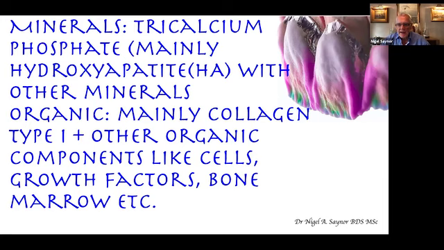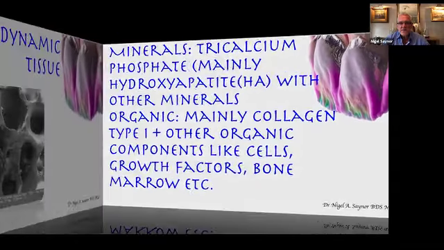The organic component of bone is mainly type 1 collagen. The other organic components are mainly cells, growth factors, and bone marrow, etc. Growth factors like BMPs, bone morphogenic proteins, etc., and various cells.